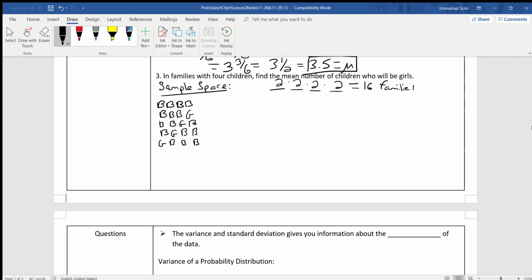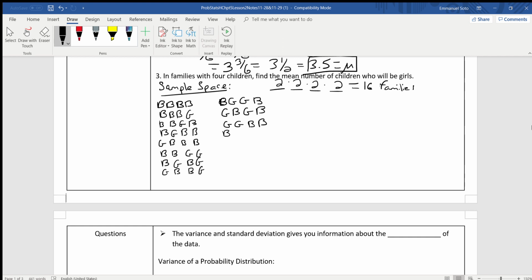So now let's look at 2 girls in the family. Two, 4, 6, 8. That's 8 so far, so we're halfway there. Two girls in the middle. Girl, boy, girl, boy. Girl, girl, boy, boy. So that's all the possibilities of having 2 girls.